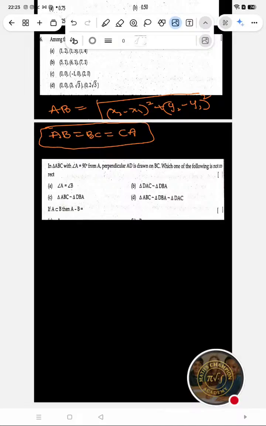In triangle ABC, angle A is equal to 90 degrees. From A, a perpendicular AD is drawn on BC. AD is perpendicular to BC. Which of the following is not correct? Try to comment.